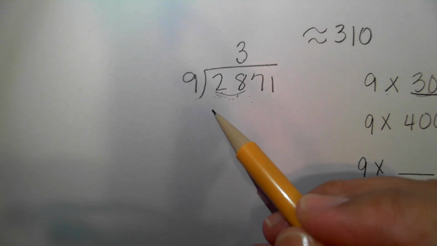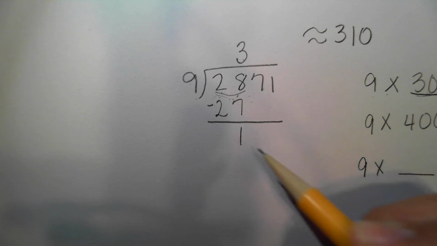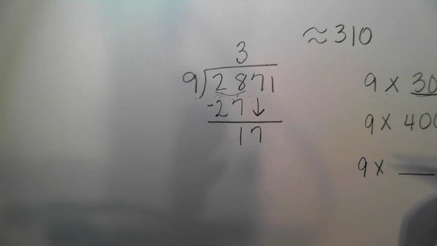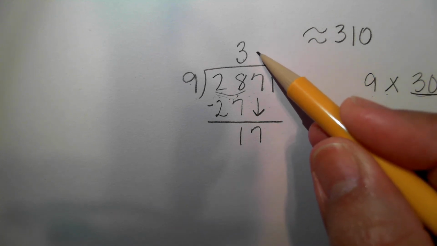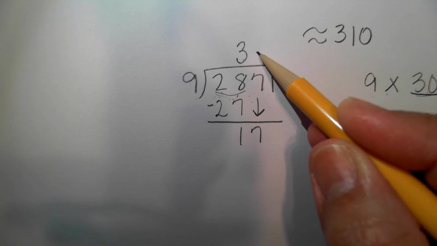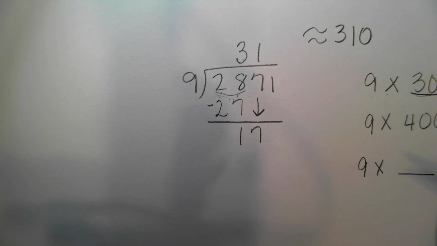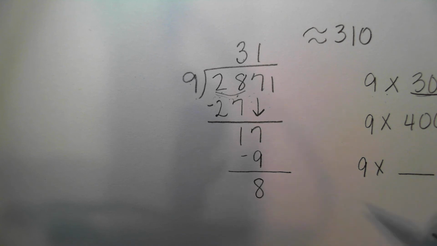So 3 times 9 is 27. 28 minus 27 is 1, and I bring down my 7. New dividend of 17. 17 divided by 9. I cannot say 2 because 2 times 9 is 18, which is over 17, so I have to back it up to the factor before that, which is 1. 9 times 1 is 9, and when I subtract, I get an 8.